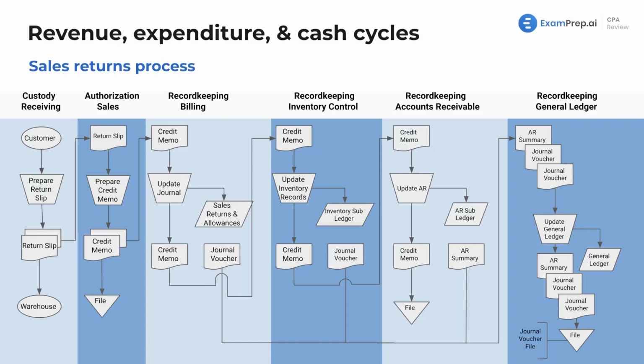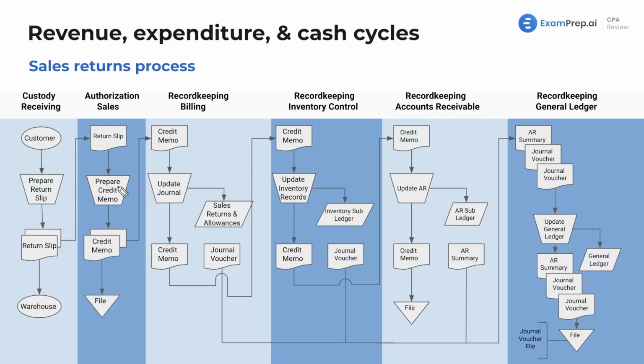Here is a sales returns process, but again, with our departments. With the sales returns process, we're seeing these, understanding them. This is a solid way to visualize all of these business processes within the revenue and cash cycle. So the customer is going to prepare the return slip, they give it to us, send it to the warehouse within the receiving department. Then we're going to give the return slip to the sales department, which has authorization.